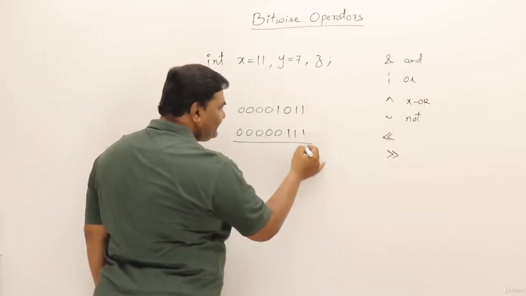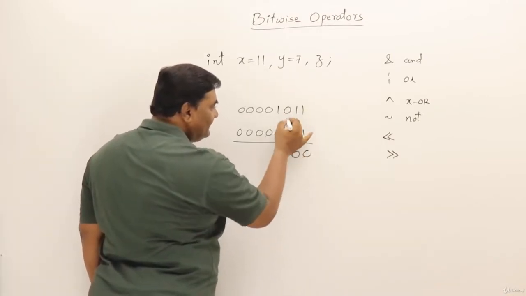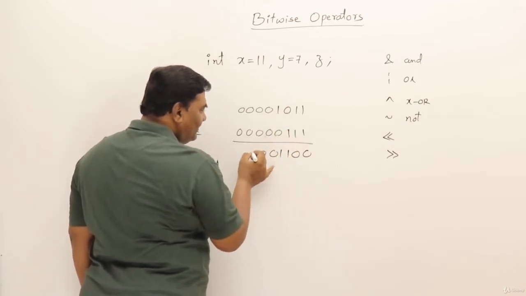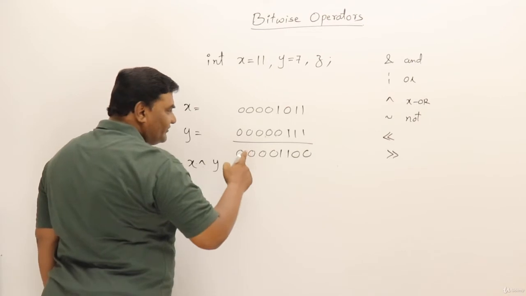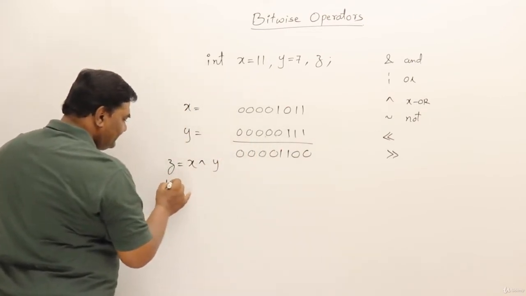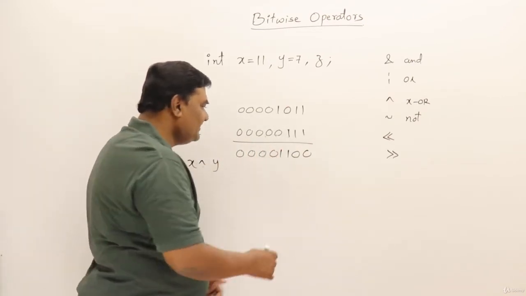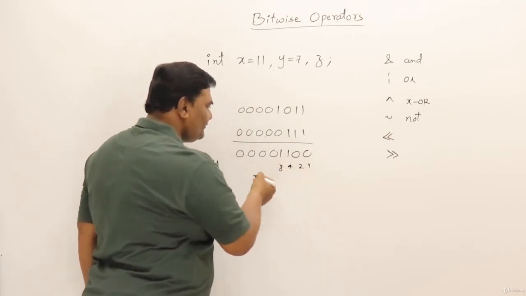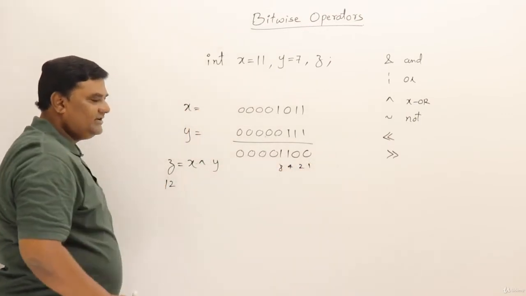Where both bits are the same, the result is 0. Where these two are different, the result is 1. Then the leading bits are all zeros. So the result is 12 in decimal form. See, this is 1, 2, 4, 8. 8 plus 4 is 12. So the answer is 12 here.